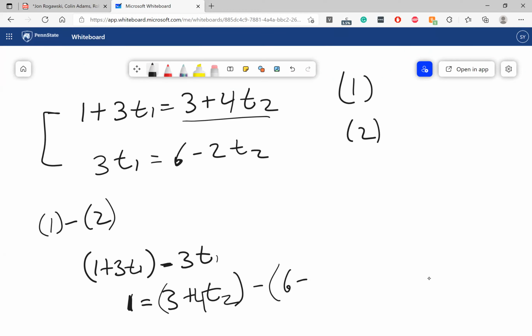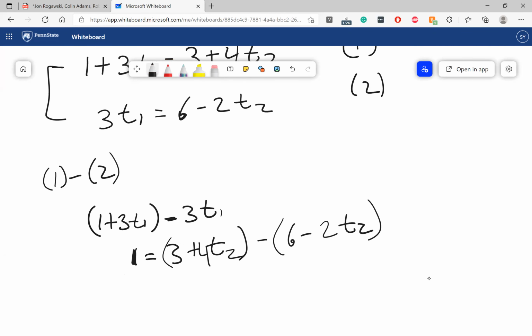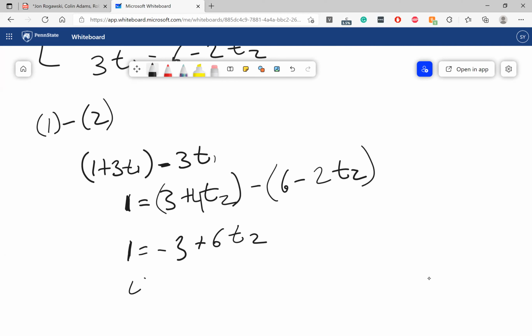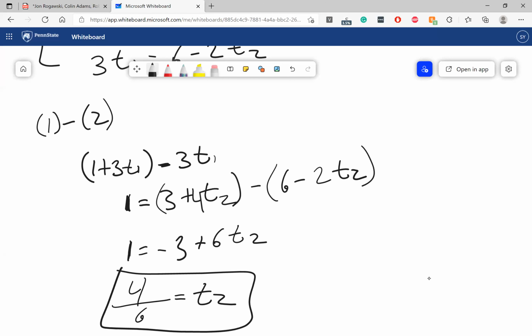minus 6 minus 2T2, which gives you -3. And so it gives you 1 is equal to -3, and then minus minus, so plus 6T2. So now you move the 3 to the other side, so you get 4/6 is equal to T2. Now, once you solve T2, you plug it into, let's say, the second equation, you can solve T1. And, okay, any other questions?